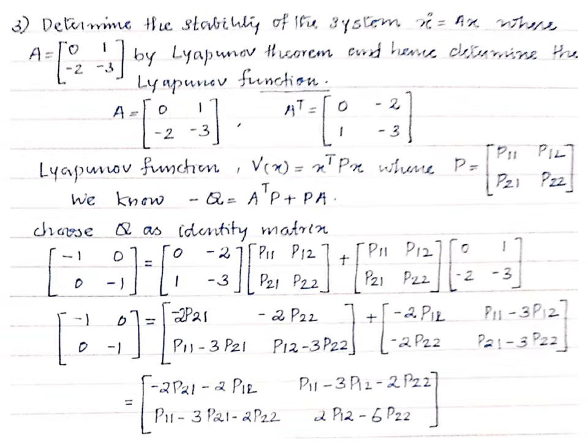Then we can solve another question which is similar to the previous one. Here also we have to determine the Lyapunov function and the stability of the system. The given matrix is A, and we have to find the A transpose. Then we know the Lyapunov function V of x is equal to x transpose Px, where we have to write the P value. Then we know the basic equation minus Q is equal to A transpose P plus PA, and minus Q is equal to minus of identity matrix. And we have to substitute A transpose and P in the above equation. By solving, we are getting some equations.